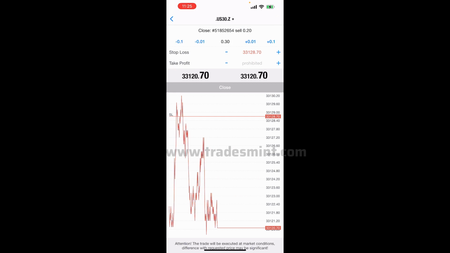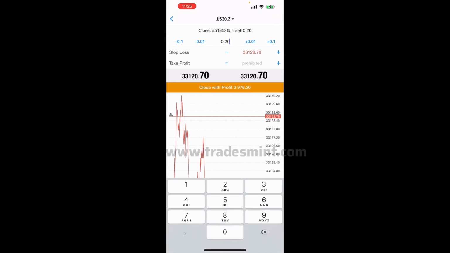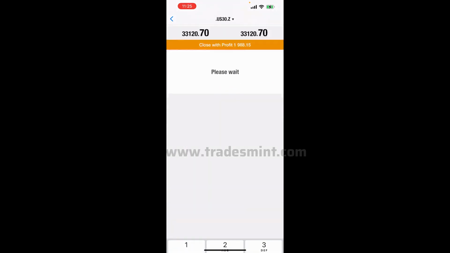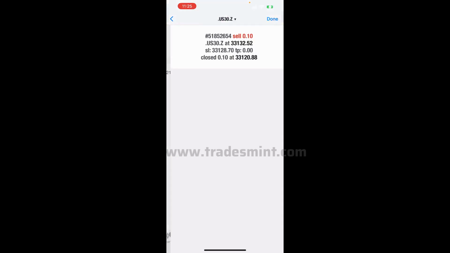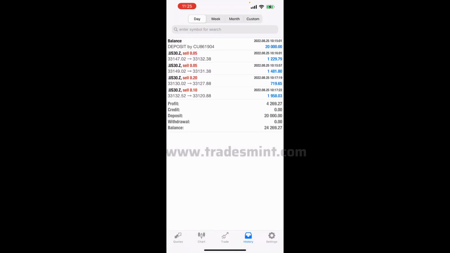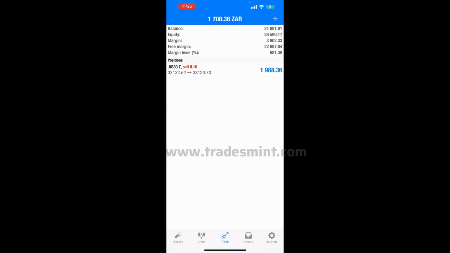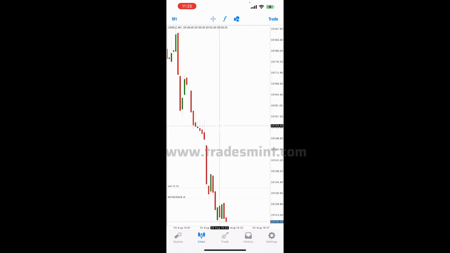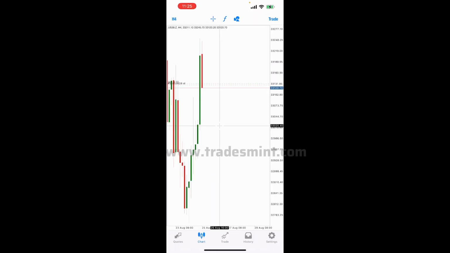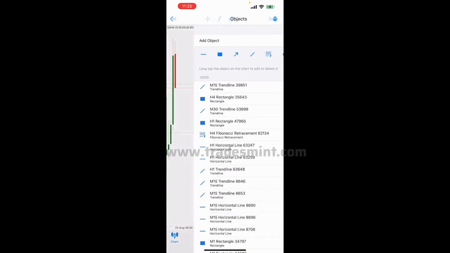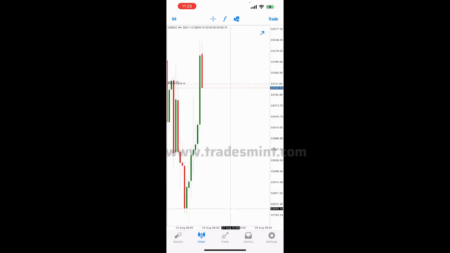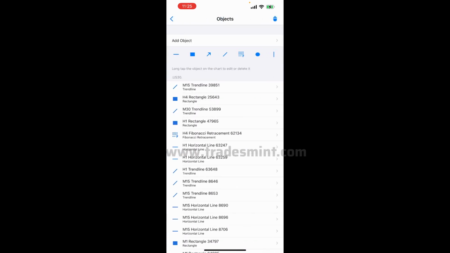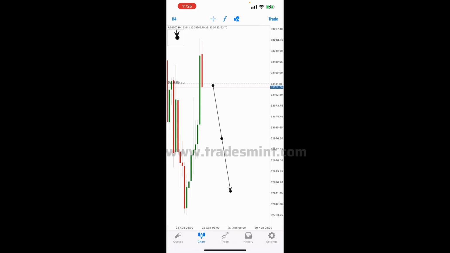See, for example, here it is. You can close only 0.10. Done. There it is. I was able to close only 0.10 from the entry. I'm still having 0.10 running, with which I'm still hoping I can still go down with my entry and enjoy the profits. In that way, I'm able to maximize as much profit as possible.